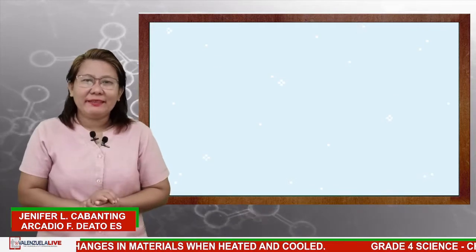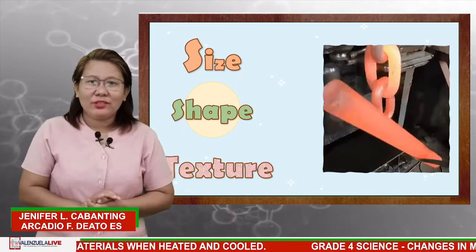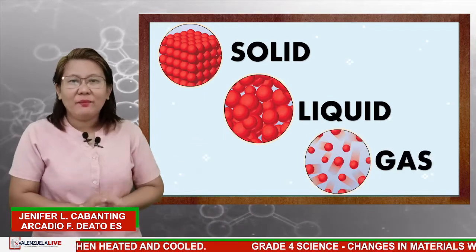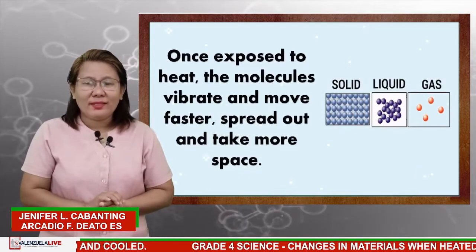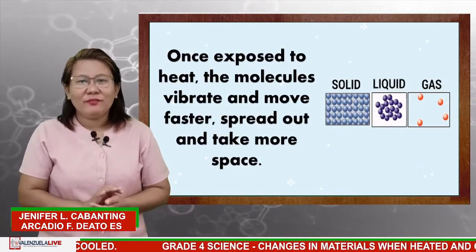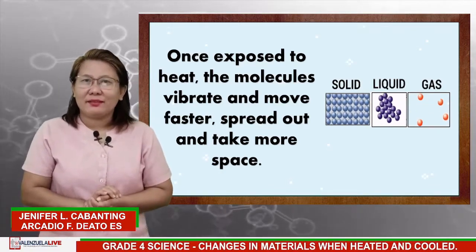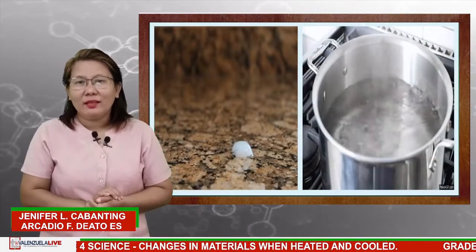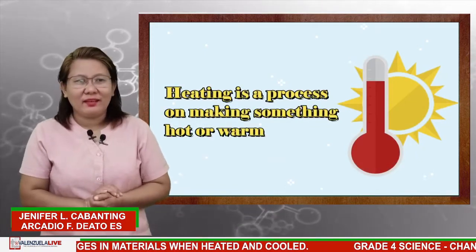When the materials are heated, they change their size, shape, and texture. They also change their forms. Solid, liquid, and gas are made up of atoms and molecules. Once exposed to heat, the molecules vibrate and move faster, spread out and take more space. As a result, the materials expand. Solid materials change to liquid, liquid to gas, when exposed to heat. Heating is the process of making something hot or warm.